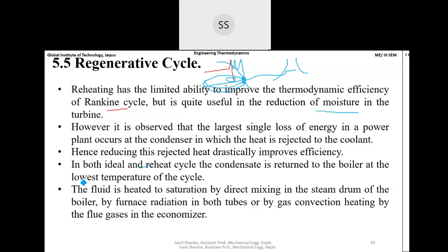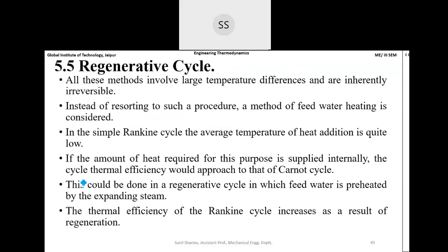So the fluid is heated to saturation by direct mixing in the steam drum of the boiler, by furnace radiation in the boiler tubes, or by gas convection heating by the flue gases in the economizer. अब अगर आपको शायद ये क्लियर हो, we have already talked about this in the basic mechanical engineering lab also, that what we see, there are gases dissolved in the water, like CO2, oxygen and all, and these gases reduce the pressurizing effects, and actually there are losses.